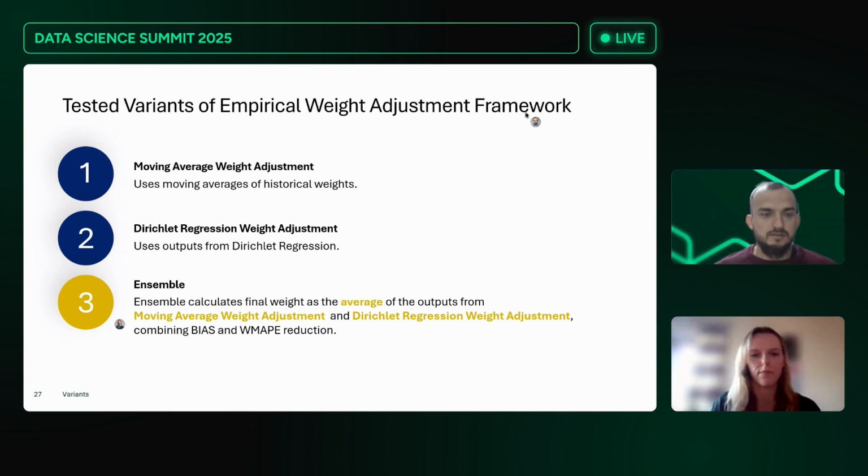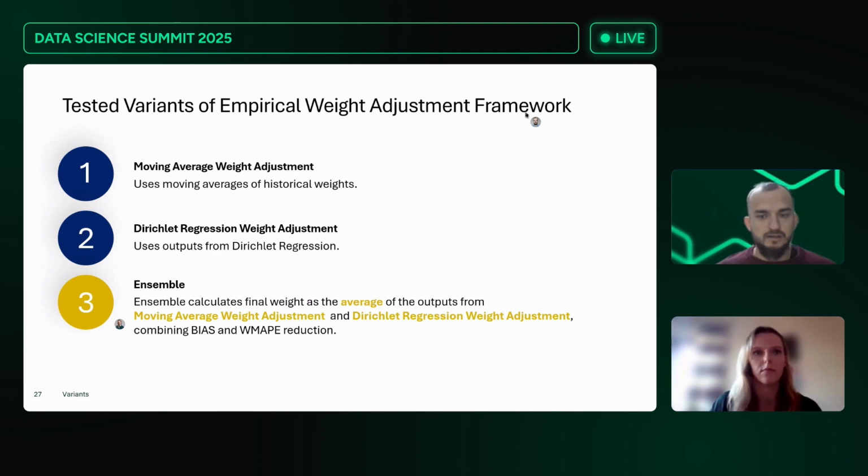And the initial methods for this framework that we have used is moving average. So that's the method that we are using so far. And the other approach is Dirichlet regression as a source. So the outputs from Dirichlet regression. And also we propose an ensemble method, in which the final weight is the average of outputs of those two methods.